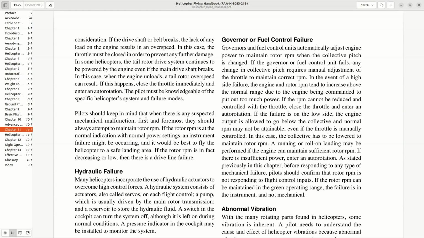What if your governor fails? Well, guess what? Then fly it like you don't have a governor. It's that simple. The Robinsons didn't initially have the governors, but the FAA pretty much said, hey, you can barely fly this thing at all. So why don't you put a governor on it? And they did. Made it a little bit easier to fly an R-22.